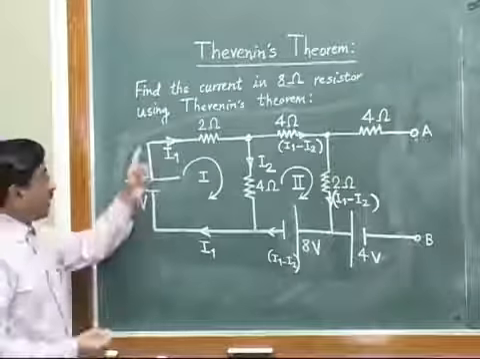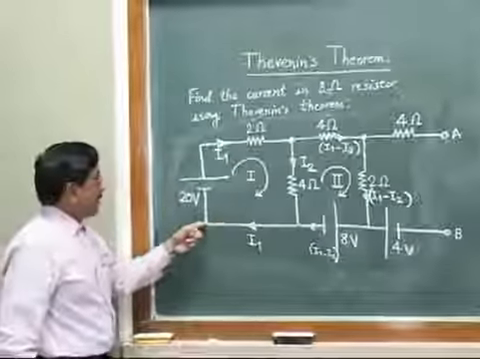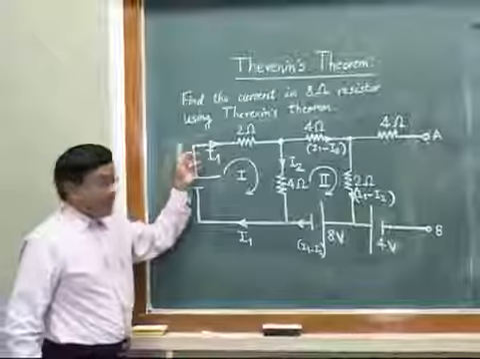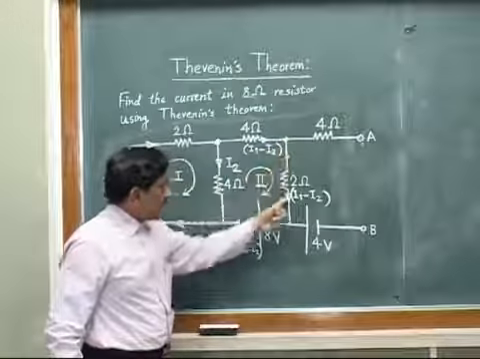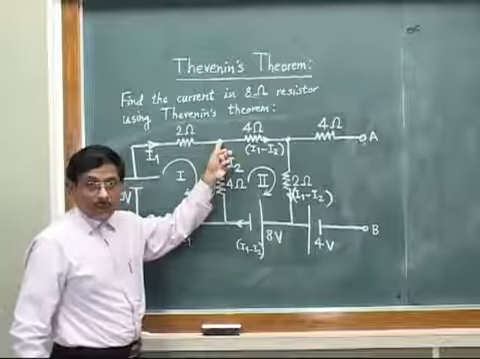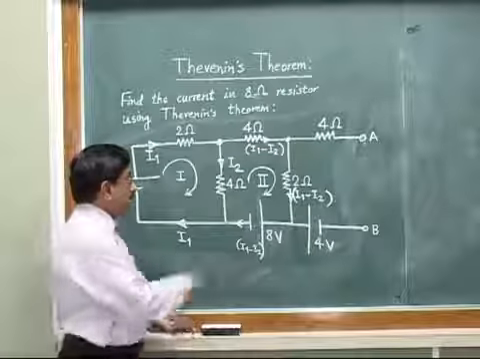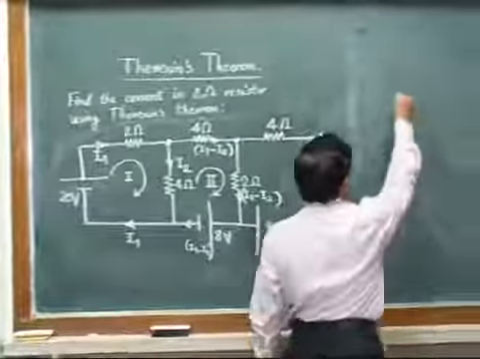So my loop 1 will be from this point here, then down, then left, and then again to the original point. And my second loop will be from this point up to here, then down, back here, and again to the original point. I need only 2, so I have just mentioned 1 and 2. Now our job is to write the loop equations.